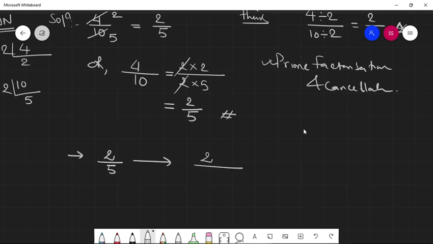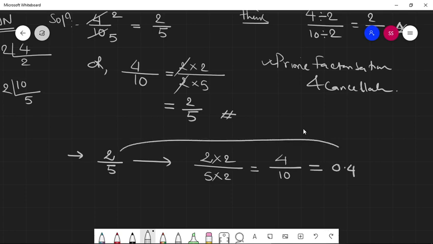As we have discussed, we need to change 5 into 10 or a multiple of 10. So you have to multiply this by 2 and the same number by 2. So the upper will be 4, the lower will be 10. It can be written as 0.4. So from 2 by 5 we obtain 0.4. So this 2 by 5 is the correct fraction.